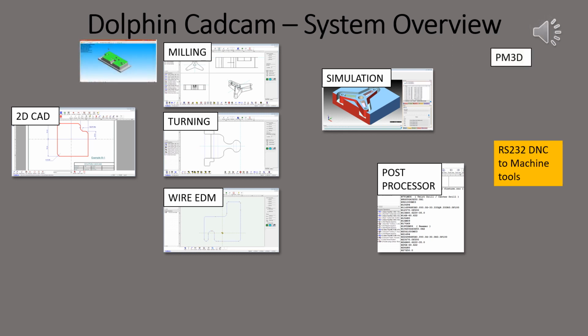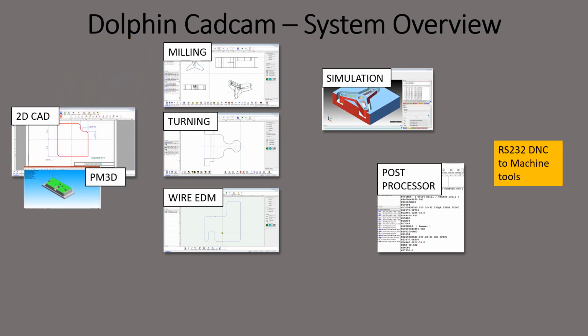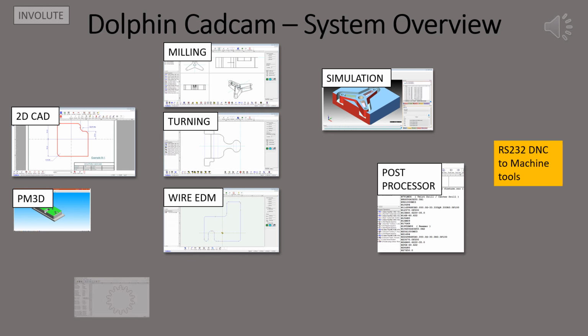The PM3D module allows IGES and step files to be imported and 2D shapes to be extracted. Involute gears can also be designed and incorporated into PartMaster.